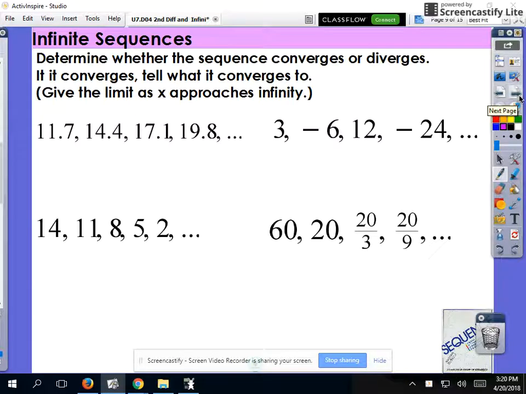So we're going to take some sequences like we've talked about 2 days ago, and we are going to decide, well, does this converge or diverge? If it does converge, then what does it converge to? So the first thing we need to see is what is happening here. For this first one, I want you to pause the video, see if you can figure out what's happening. Give you 30 seconds. Ready, go.